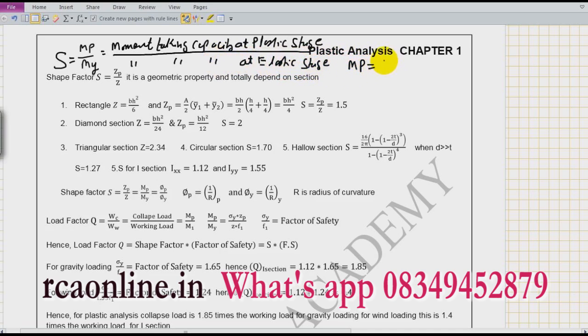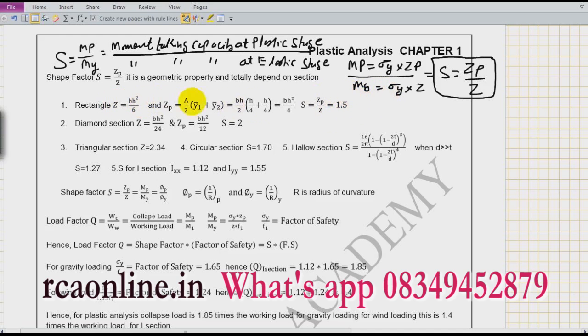Now, since I have just proved MP is sigma y into ZP, and My we all know is sigma y into Z, if you divide these two, you will get S, which is ZP over Z. Is it okay? Now, if you solve for each section, you will get a different shape factor. You just remember all these, and I will tell you how to calculate that also.